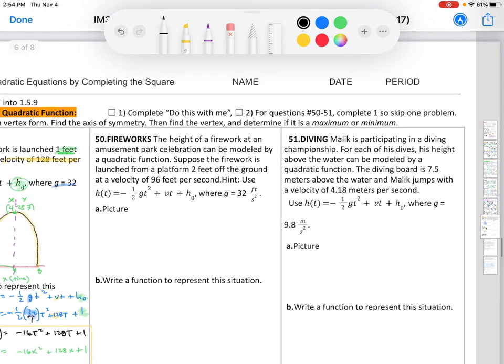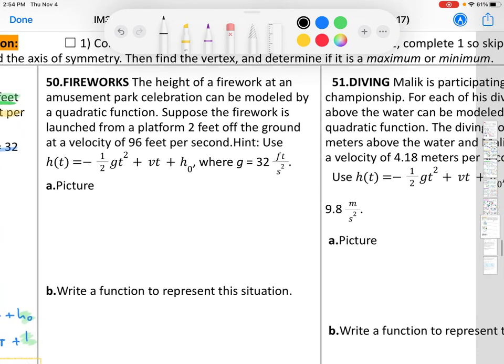And now, for questions 50 to 51, complete one and go ahead and skip one problem. Number 50, the height of a firework at an amusement park celebration can be modeled by a quadratic function. Suppose a firework is launched from a platform 2 feet off the ground at a velocity of 96 feet per second. Use the same formula. So let's draw ourselves a picture. And this point is going to be 2 feet off the ground. That'll be our HO. So here's the firework.